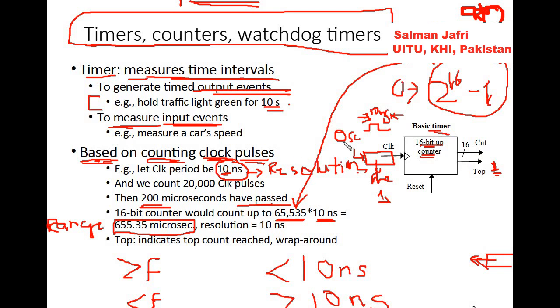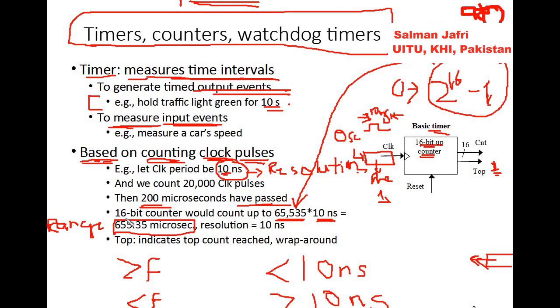So for example, let this clock period be 10 nanoseconds, and if we count 20,000 clock pulses, how much time has passed? Sorry, 20,000 into 10 nanoseconds, or a total of 200,000 nanoseconds, and we divide it by 10 raised to power 6 to get 200 microseconds. So 200 microseconds have passed. So we can keep track of time.